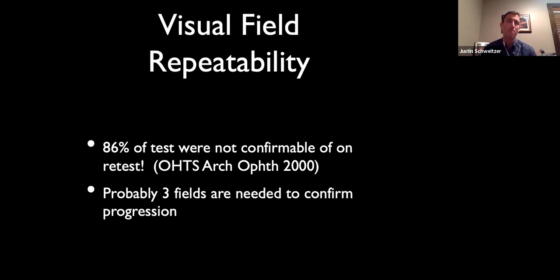And this goes to the repeatability point. This is some data showing that 86% of the time when a visual field was done, it was not confirmable on a retest. So there's a lot of variability. That's why getting 3 to 4 visual fields on a patient is important, to really establish that baseline to determine, are they progressing? Do they truly have glaucoma?